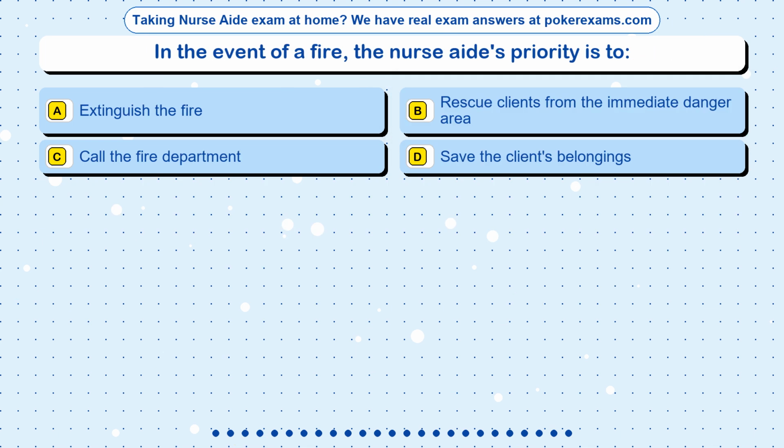Question 24. In the event of a fire, the nurse aide's priority is to: Option A, extinguish the fire. Option B, rescue clients from the immediate danger area. Option C, call the fire department. Option D, save the client's belongings.